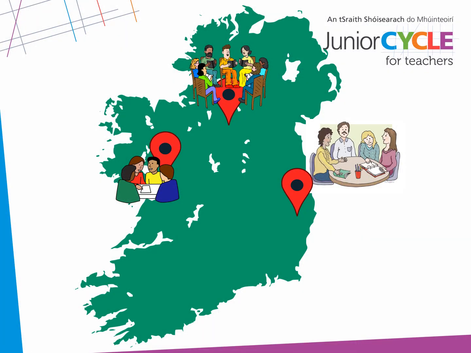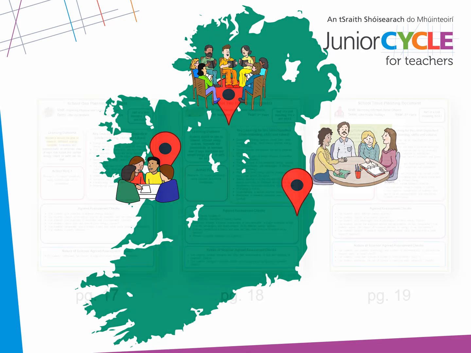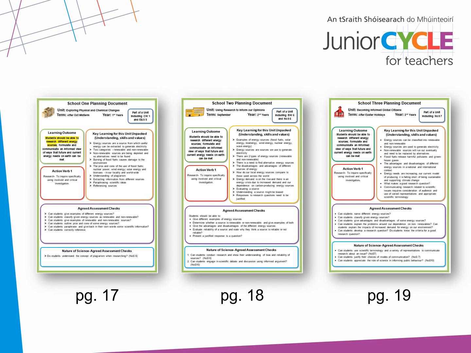So, we've looked at different schools engaging with different aspects of research at different times and with different students. They did not engage with all of it at once and engage with the particular learning outcomes in different ways. Let's look at the planning that informed the development of these learning experiences. What we invite you to do now is to take the planning documents from two schools. You'll find them on pages 17 to 19 in your booklet.